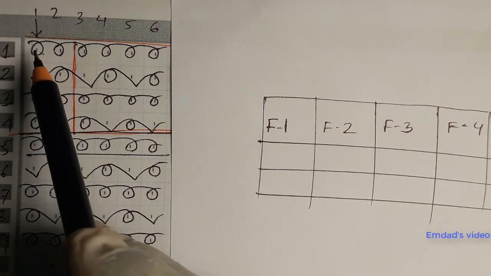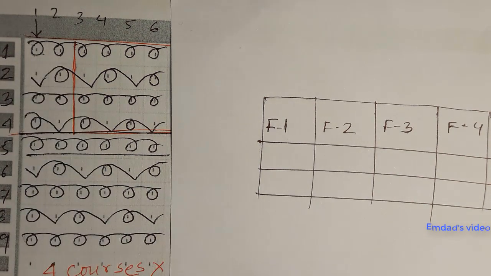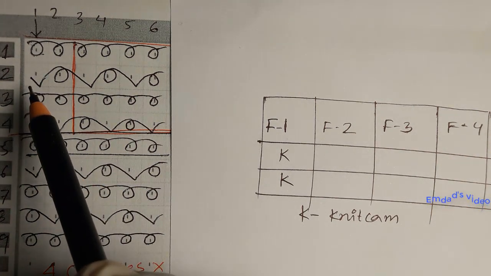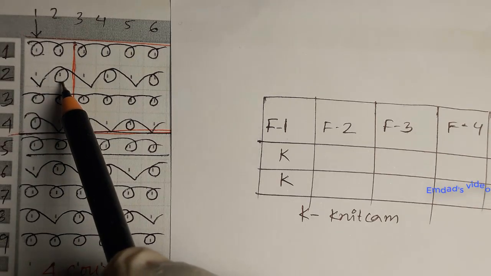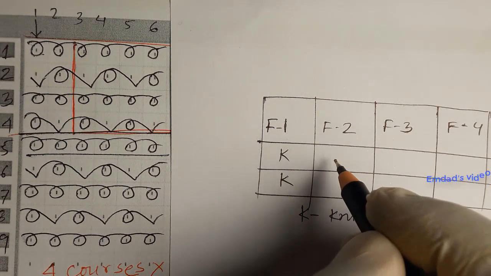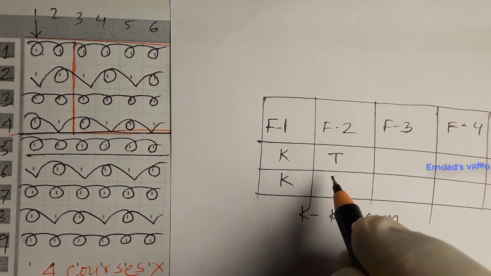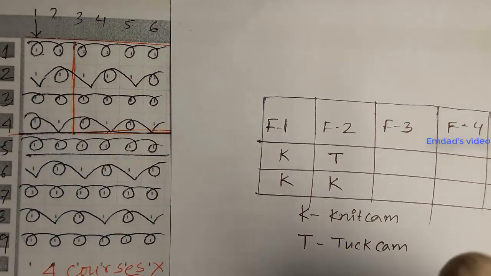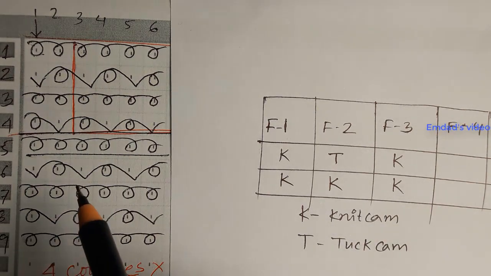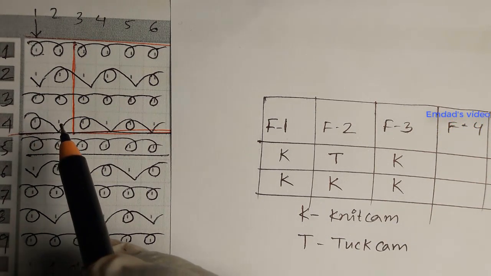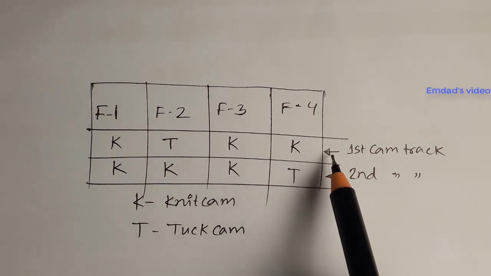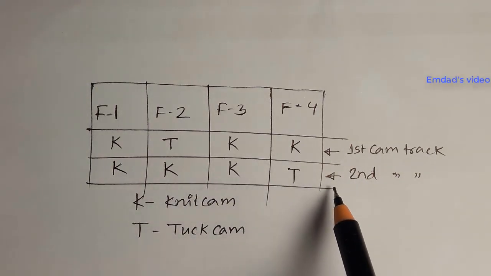Now, in case of the first course, the first wale is a knit loop and the second one is a knit loop. So we can write here K for knit cam, and the second one is also K for knit cam. In case of the second course, the first loop is a tuck loop, the second loop is a knit loop. So in case of the first cam, we can write here T for tuck cam and K for knit cam. In case of the third course, 2 loops are knit loops, so you can write here K and K. In case of the fourth course, the first one is a knit loop and the second one is a tuck loop, so you can write here K and T. This is the first cam track, this is the second cam track.